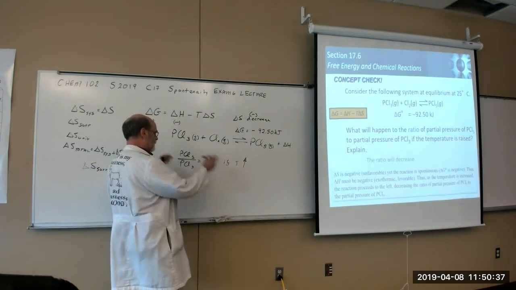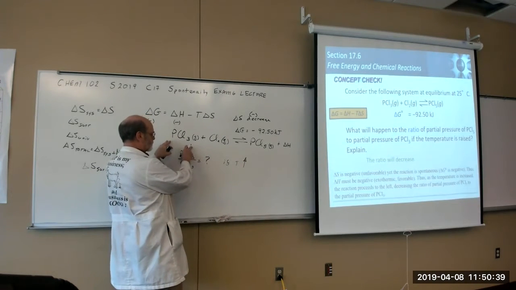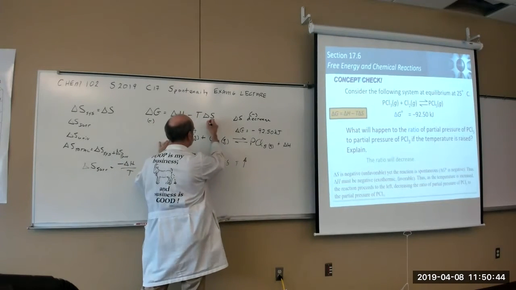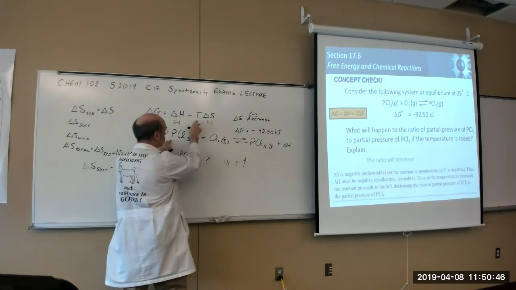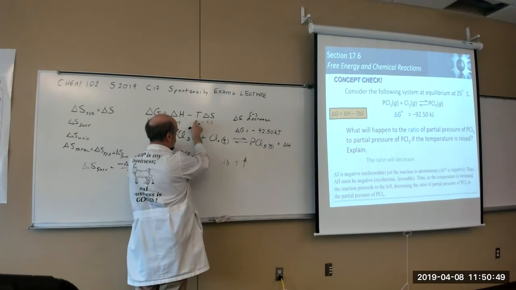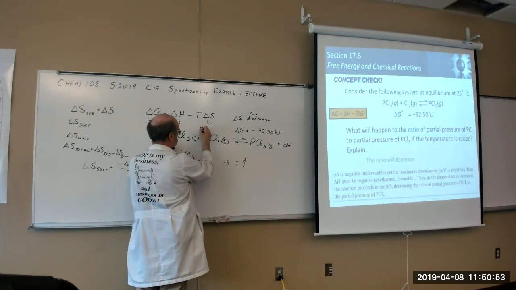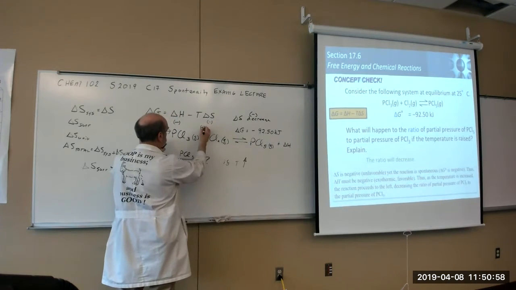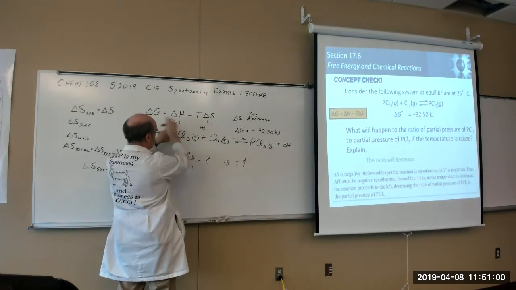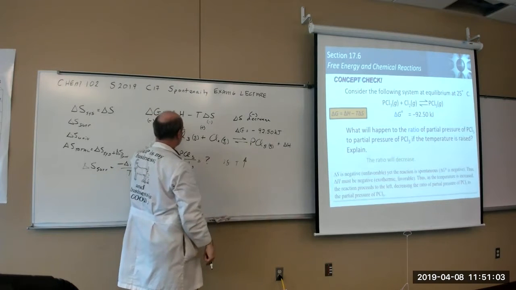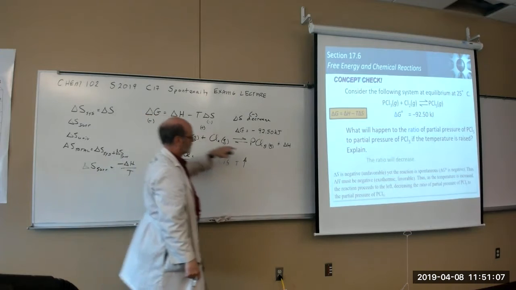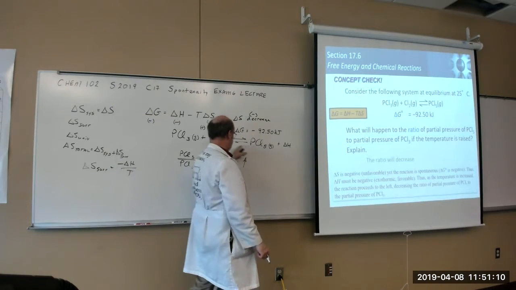So just to reiterate, delta S would be negative because we're going from 2 moles to 1 mole. If we increase this value here, that makes it more positive. But still, that has to be negative to make that negative if this is positive. So that tells us that delta H is exothermic, which means it's over here. Then we can draw our conclusion from that.